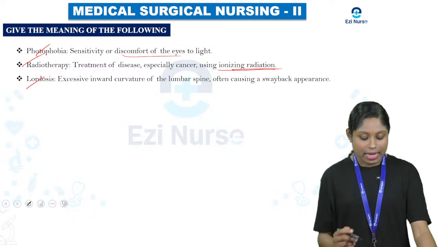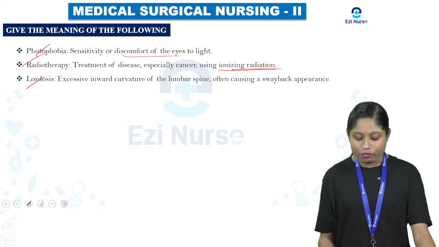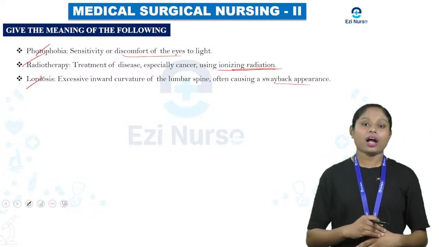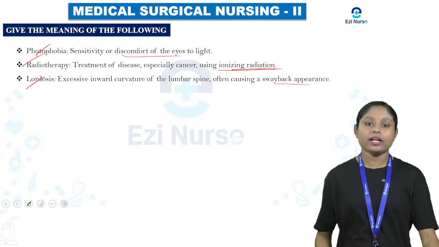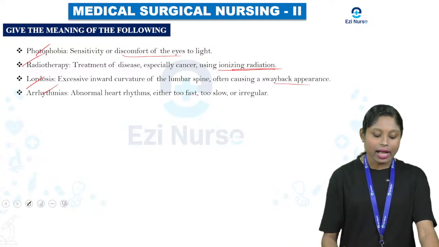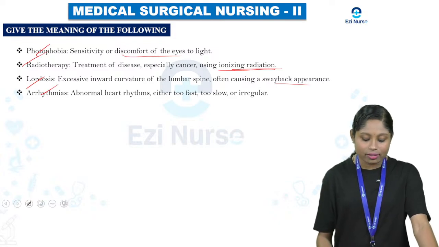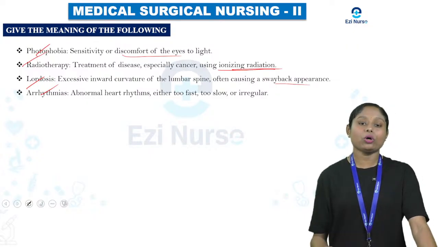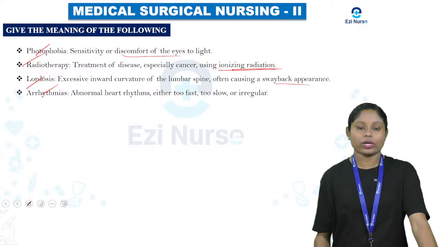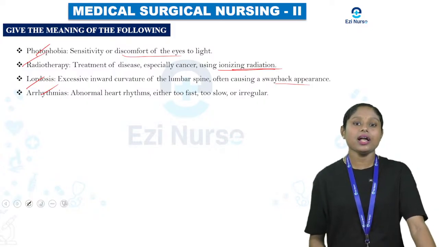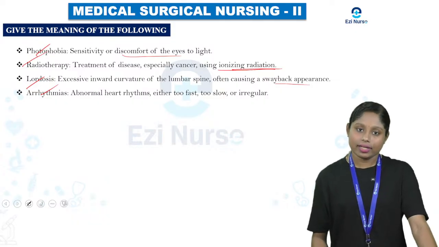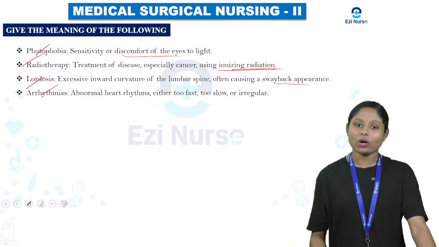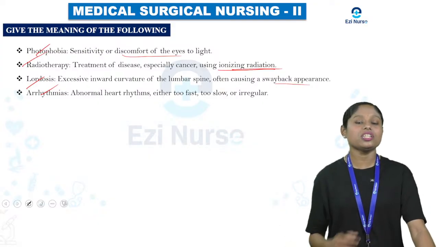Next is lordosis, excessive inward curvature of the lumbar spine, often causing a swayback appearance. So that is lordosis. Next is arrhythmia. So what is arrhythmia? Abnormal heart rhythm, either too fast, too slow or irregular. So irregular, abnormal heartbeat is known as arrhythmia. Arrhythmias include sinus tachycardia, sinus bradycardia and other disorders. If you want to study arrhythmias and their subtypes in detail, you can download Ezinurse, where we have already explained them.